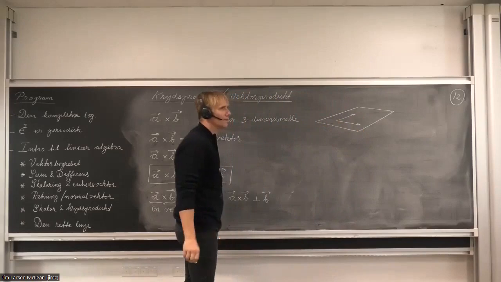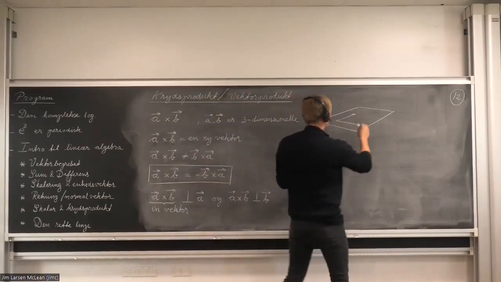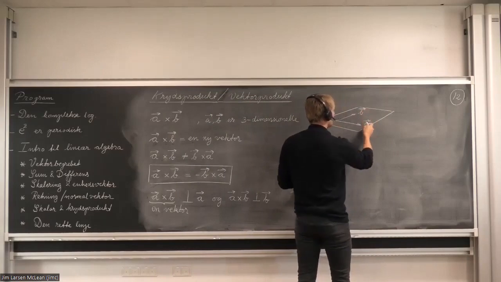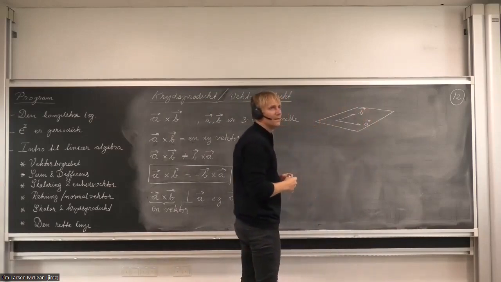It also covers down the plane. And if I now call this vector vector A, I can draw this vector from vector B right here. A cross B. Yes, I can do that.